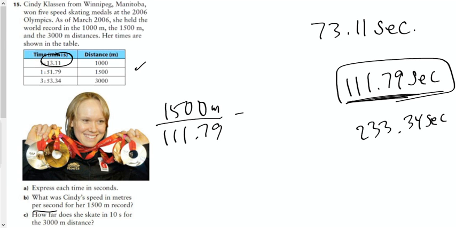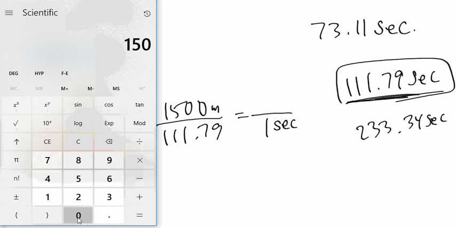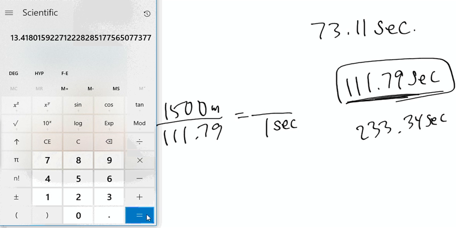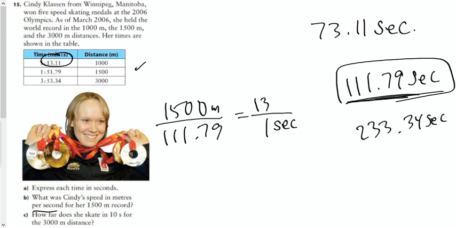We want to have per second, which means our second term is going to be one, which means I'm going to divide first and second term by 111.79. So 1500 divided by that second term means that she was traveling, this is kind of fun, 13.4 meters every second. Now that's a huge distance. This wall right back here is 8 meters, right? So in 1 second, when she was on her average speed for her entire 1500, she would be traveling like two lengths of that wall basically every second. So she's motoring.